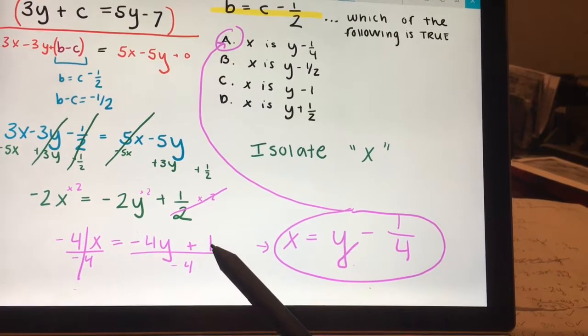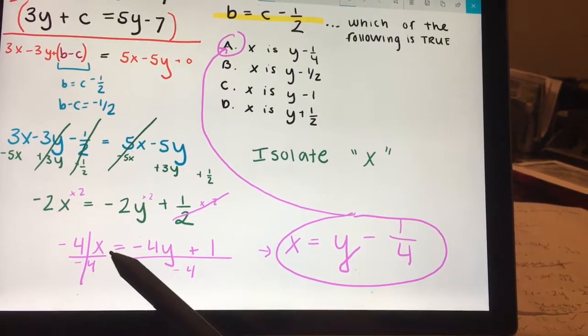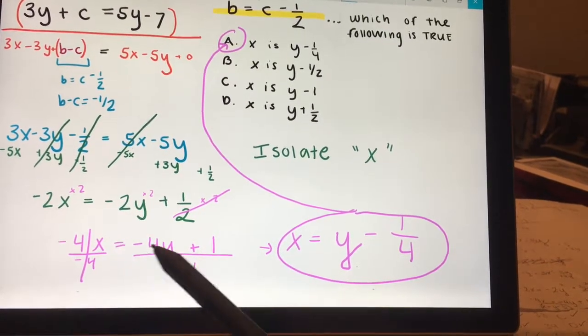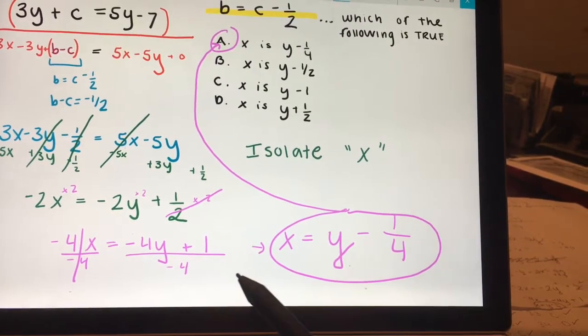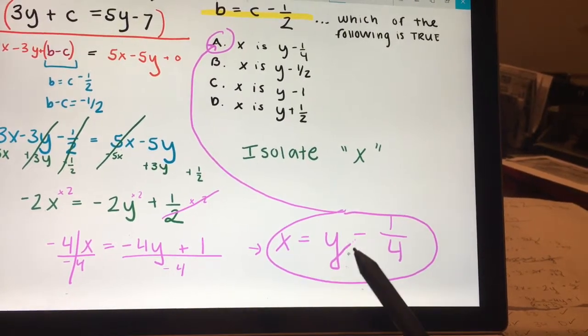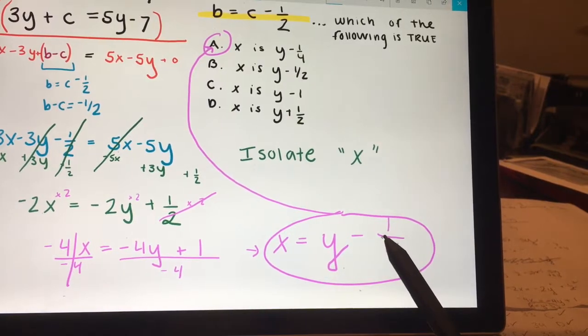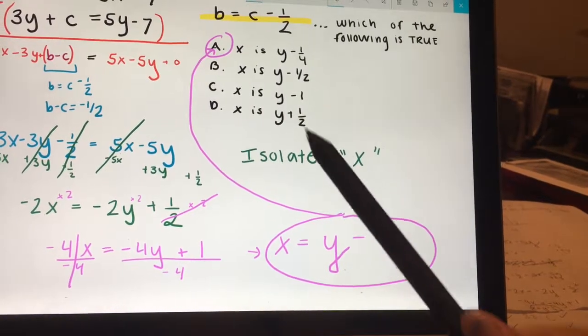And then to finally completely isolate that x, I'm going to divide everything by negative 4. So I'm left with x equals y minus 1/4. And lo and behold, that matches with answer choice A.